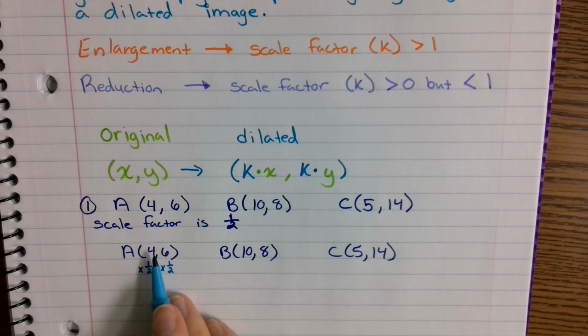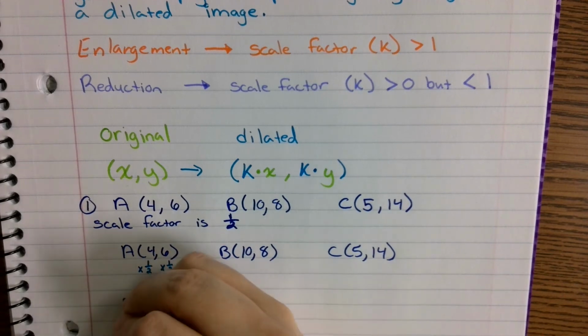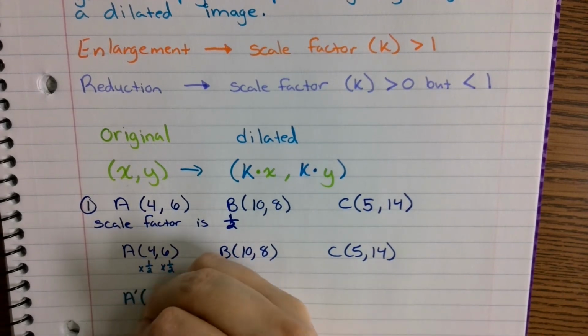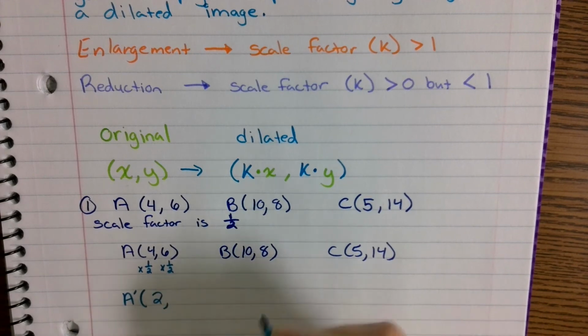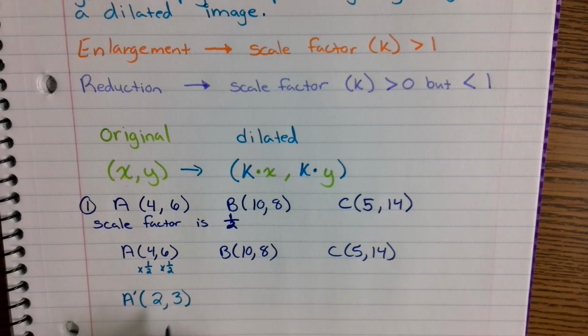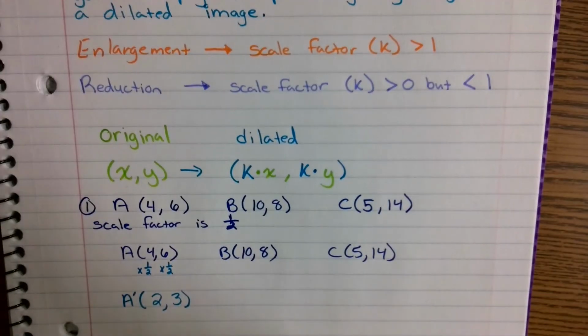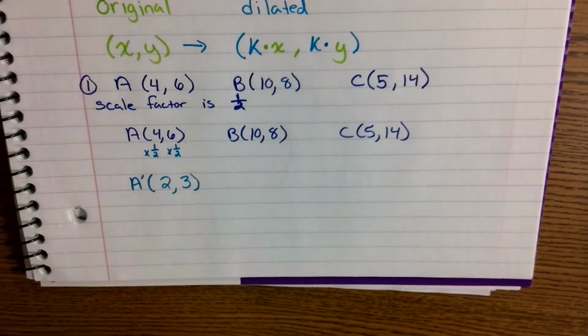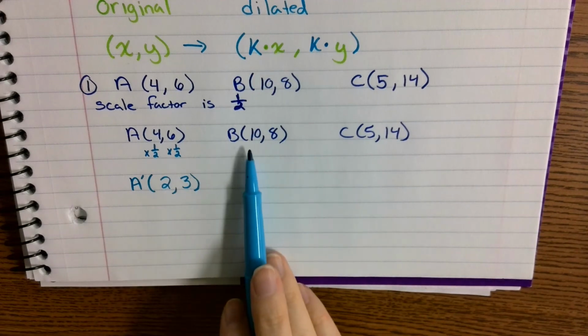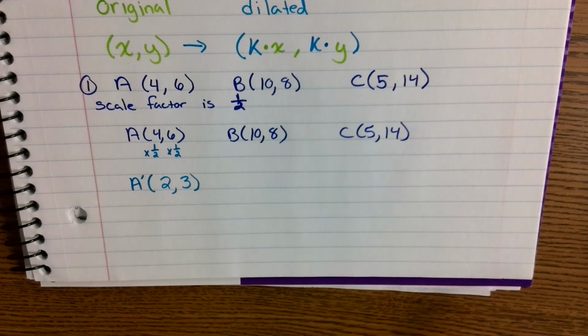So if we do 4 times 1/2, then A prime is going to be at 2, and then 6 times 1/2 is 3. So there's A prime. A prime is at the values 2, 3. Go ahead and do B prime and C prime on your own.